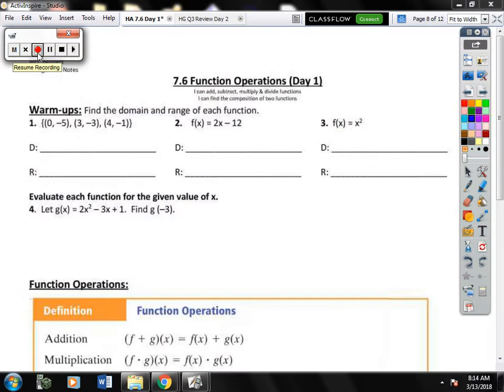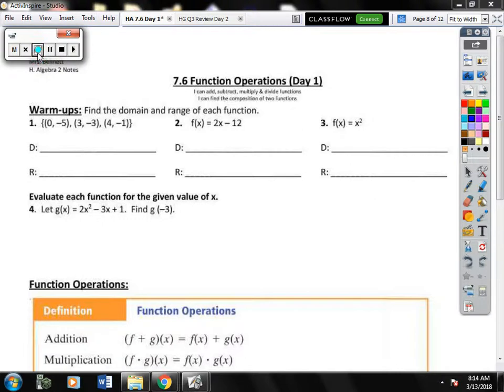Section 7.6 is all about function operations. Today, all we're going to do is add, subtract, multiply, and divide functions. You actually already know how to do these things. The only thing that's going to be different, I guess, is the dividing, maybe we haven't done as much of, and the notation of how it looks.